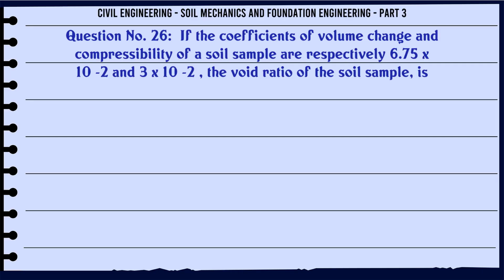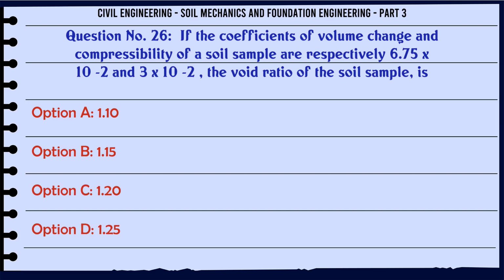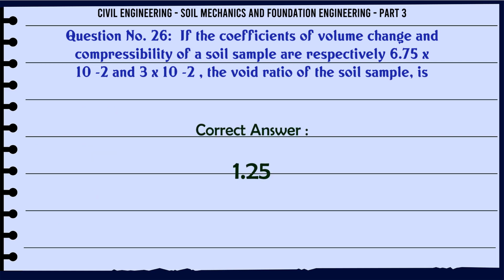If the coefficients of volume change and compressibility of a soil sample are respectively 6.75 x 10⁻² and 3 x 10⁻², the void ratio of the soil sample is: A. 1.10, B. 1.15, C. 1.20, D. 1.25. The correct answer is 1.25.